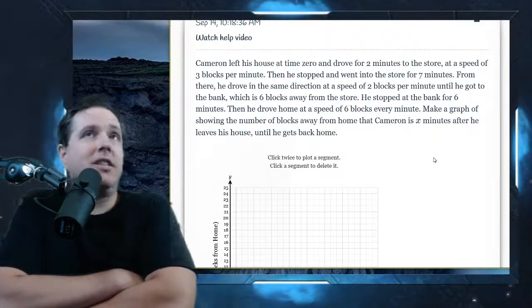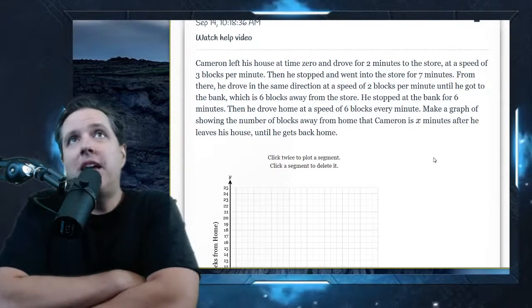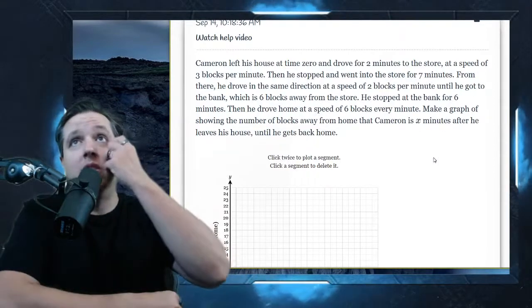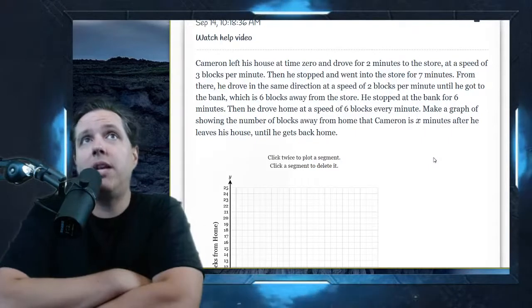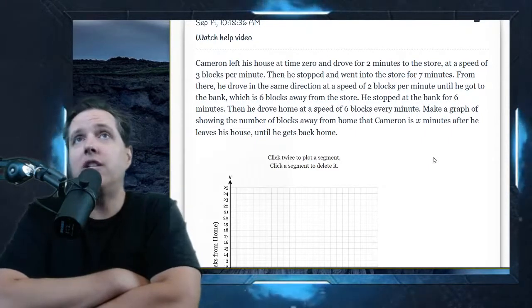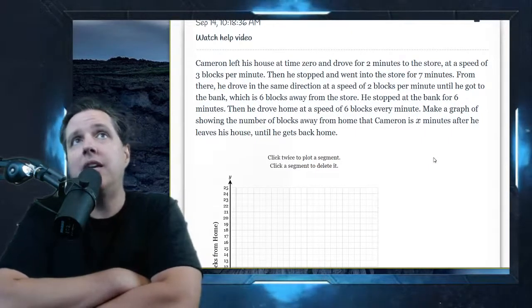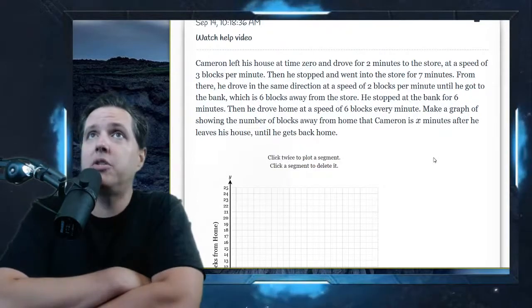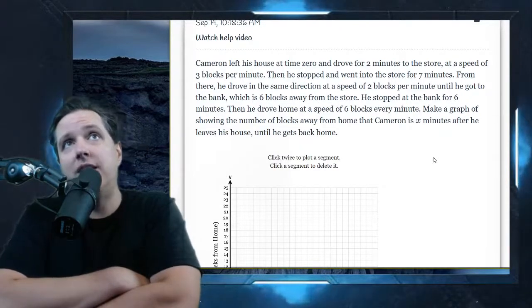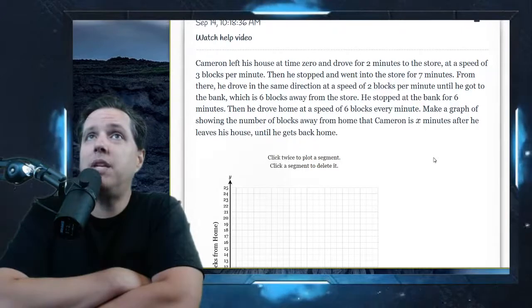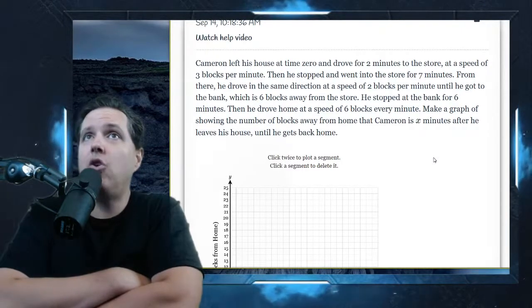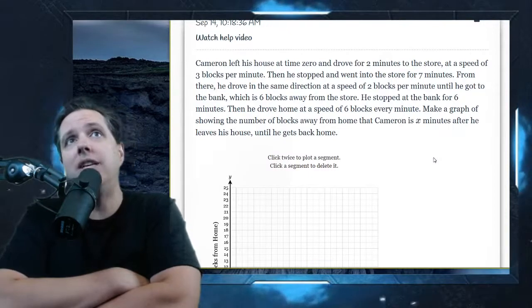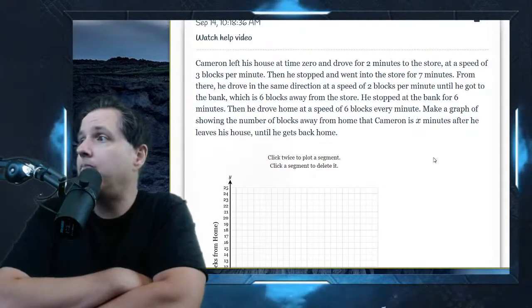Like I'll do that just as an example. Cameron left his house at time 0 and drove for 2 minutes to the store at a speed of 3 blocks per minute. Then he stopped and went into the store for 7 minutes. From there, he drove in the same direction at a speed of 2 blocks per minute until he got to the bank, which is 6 blocks away from the store. He stopped at the bank for 6 minutes. Then he drove home at a speed of 6 blocks per minute. Make a graph showing the number of blocks away from home that Cameron is x minutes after he leaves his house until he gets back home.